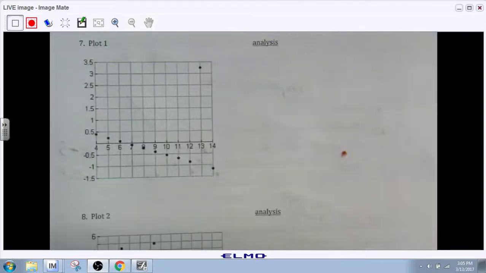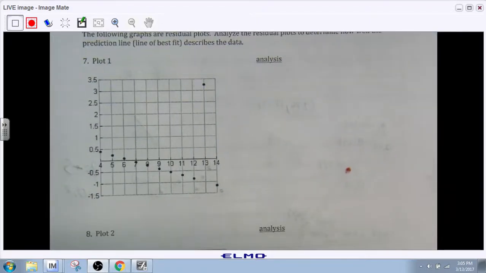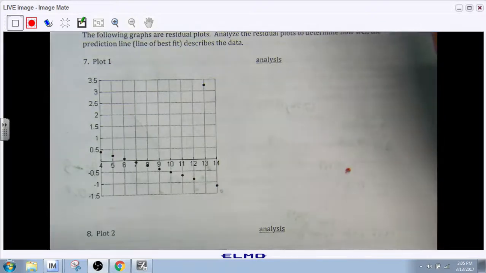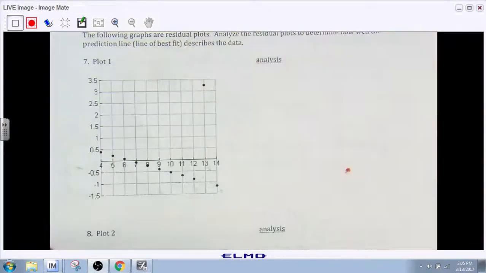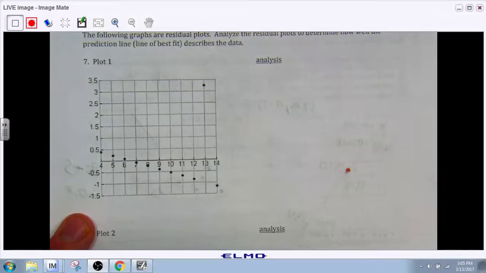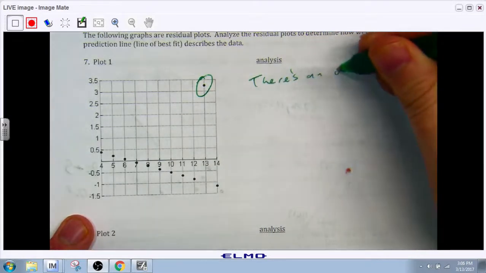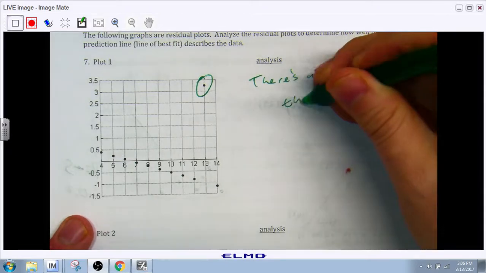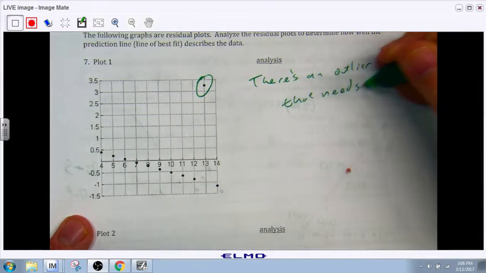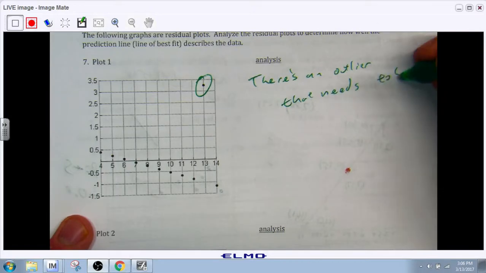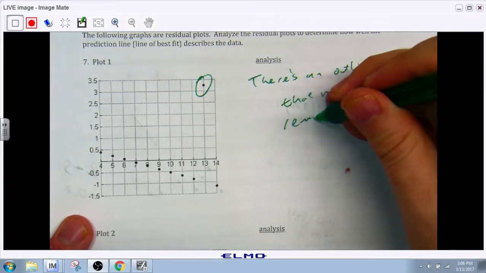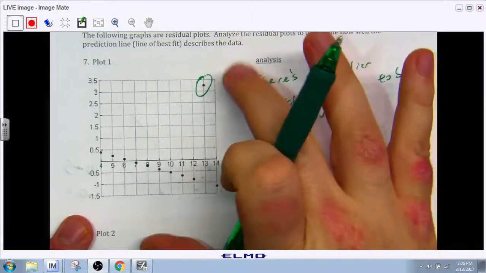Okay. Here are some other ones that, in this case, want us to do some analysis. So let's go ahead and look at this one right here. Analyze the residual plot to determine how well the line of best fit describes the data. The first thing that we notice is there's an outlier that needs to be addressed, or in this case, that needs to be removed, because if we remove that outlier, we'd have a better idea of the line of best fit.